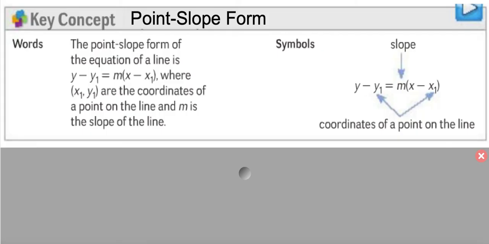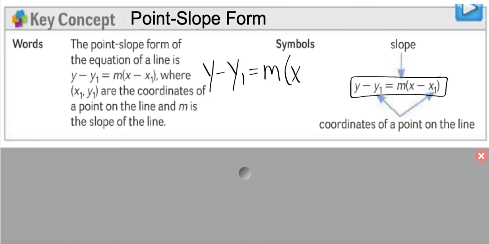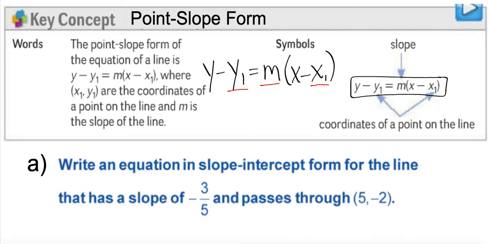Point slope form is the last thing we're going to talk about. Okay, and point slope form can be easily changed into slope intercept, but if you don't remember, this is point slope form right here. I'll write it a little bit bigger. Right there. So this is my slope, and the x and y come from a point that I'm given, or a point that's on the line. And I'll show you guys how to calculate that here.